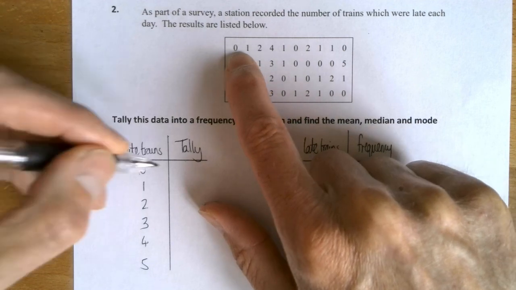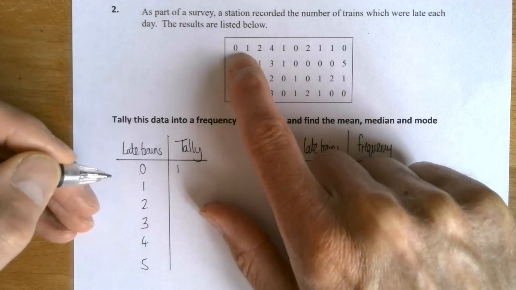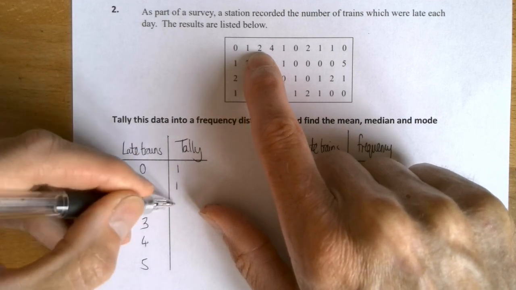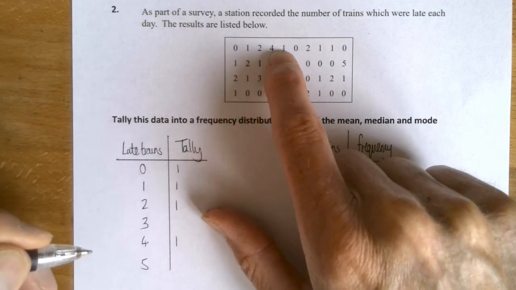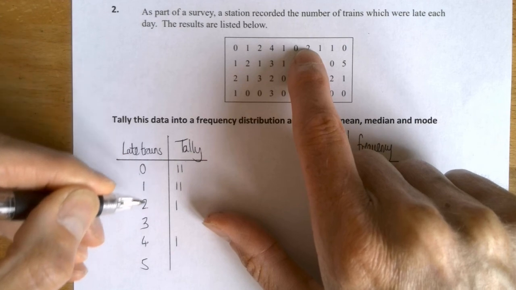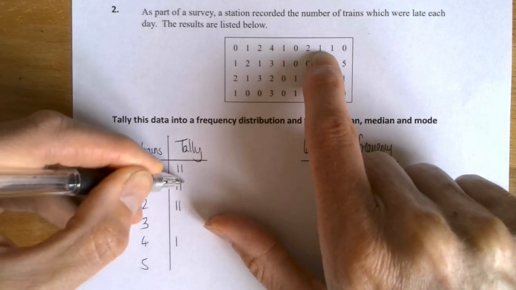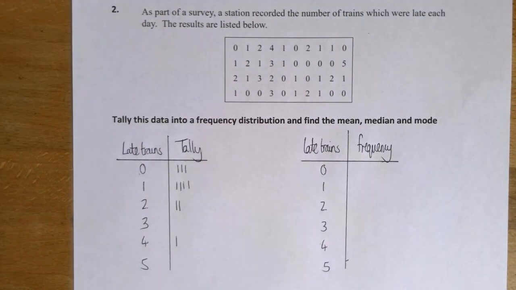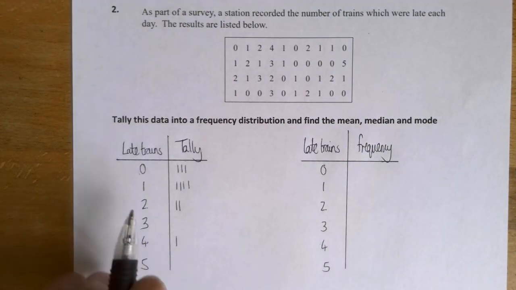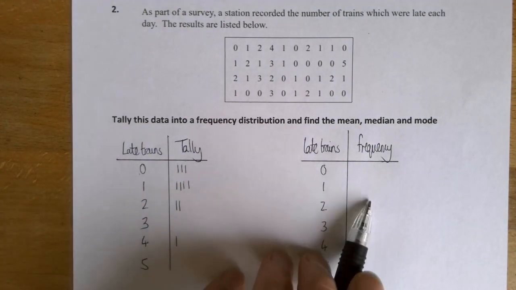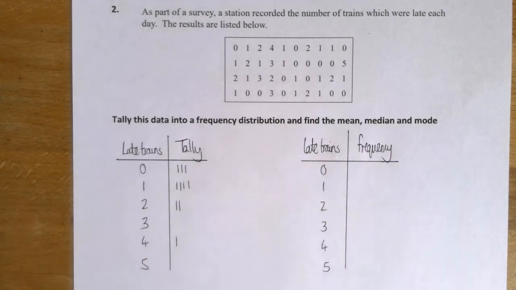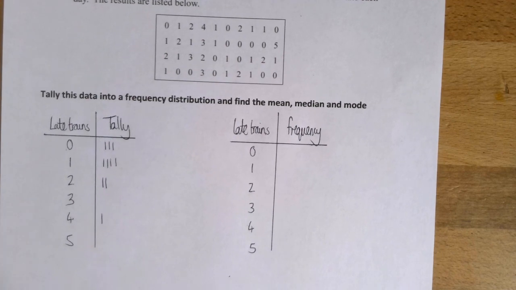So the first day was 0, then the next day was 1, then the next day was 2, then the next day was 4, then it was 1 again, then it was 0, then it was 2, then it was 1, then it was 1, then it was 0, etc. Okay? And then what I like to do is I take my tally chart and total it up. So I get my proper frequency distribution where this is just the totals of my tallies. And then that's what I use to find the mean, the median, the mode.